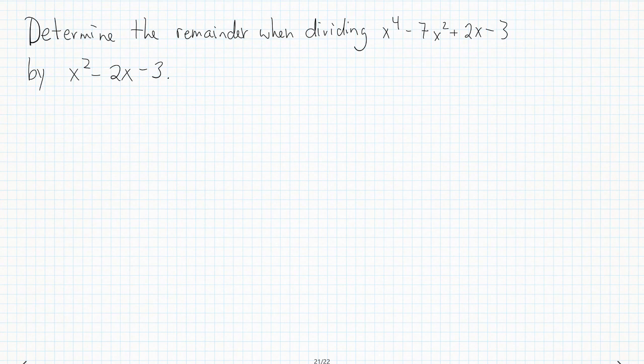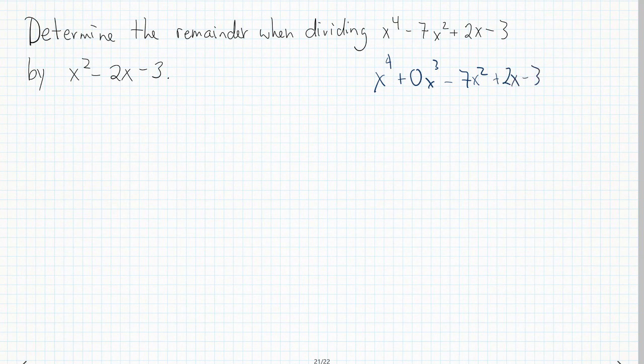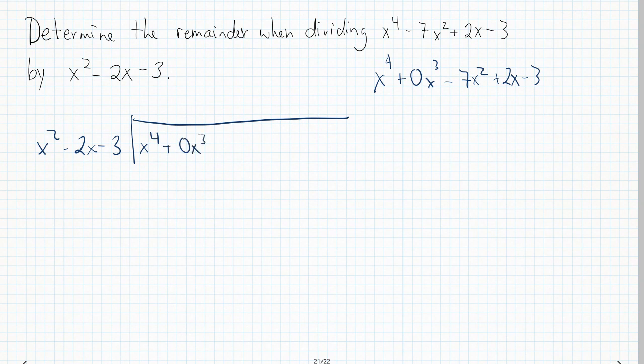So we want to determine the remainder when dividing x to the fourth minus 7x squared plus 2x minus 3 by this x squared minus 2x minus 3. So one thing to look at, this is x to the fourth plus 0x cubed minus 7x squared plus 2x minus 3. So if we're dividing these two things, x squared minus 2x minus 3 divided into x to the fourth plus 0x cubed minus 7x squared plus 2x and then minus 3. So x squared goes into x to the fourth how many times?